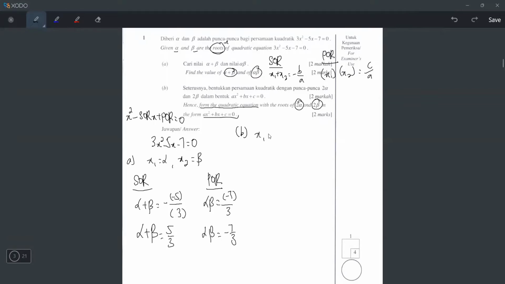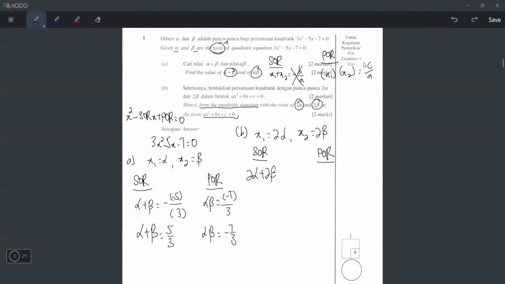So now my x1 will be 2 alpha, my x2 will be 2 beta, and they ask you to form a new equation, not this equation, using the roots 2 alpha and 2 beta. So you do the same thing: you do the sum of root and you do the product of root also. What is the sum of root formula? x1 plus x2 equals negative b over a. So 2 alpha plus 2 beta, but you will not write negative b over a because you don't know your b and your a. You cannot take negative 5 as your b, because that is for when the roots are alpha and beta. I'm forming a new equation where the roots are 2 alpha and 2 beta. I don't even know what my b and a are.